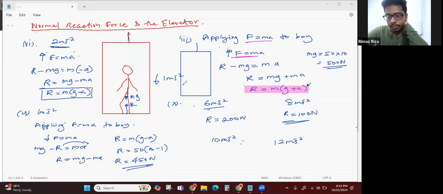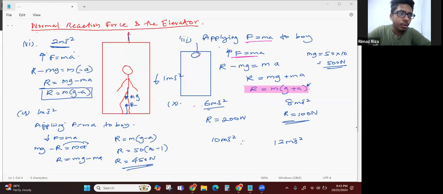Because of the acceleration. The acceleration of the elevator is higher than the gravitational acceleration. Yeah, gravitational acceleration. So what happens to the boy inside the lift? He will hit the other side of the elevator, like the upper side.